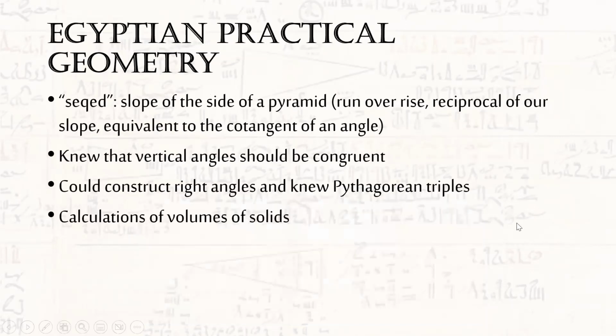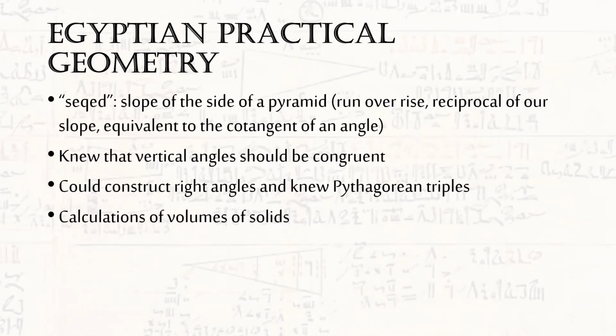So as far as geometry goes, they had that concept of slope. They also knew some things that we know about geometry today, like that vertical angles are congruent. They could also construct right angles, typically using a cord with 13 knots in it to make 12 equal sized segments. And they would arrange them into a 3, 4, 5 triangle, and that would give them a right angle for surveying purposes.